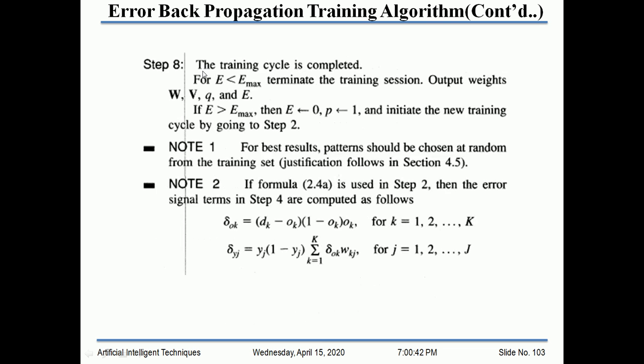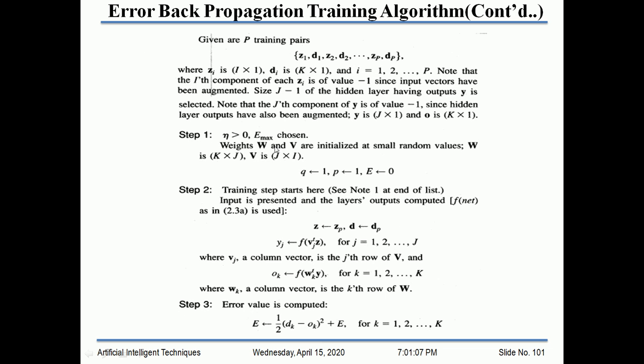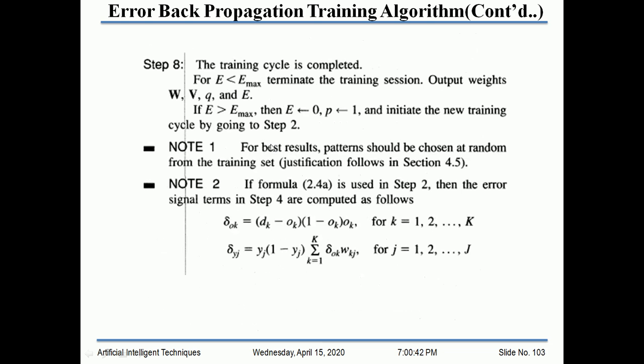Once all the training pairs have been applied, go to step number 8, which is the completion of the training cycle. Now we need to check for the error. The obtained error is compared with the maximum error which we have initialized here. See here. Eta greater than 0, Emax is chosen. Clear? So the maximum error is Emax, the obtained error is E.